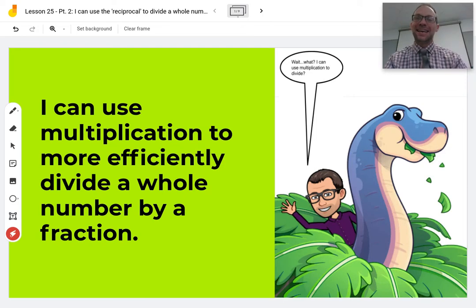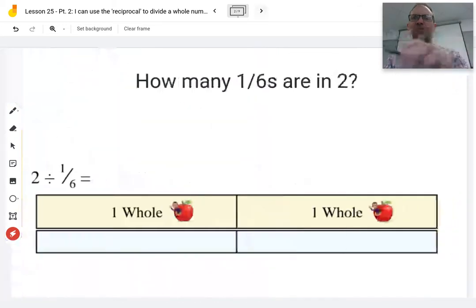Our learning target today is I can use multiplication to more efficiently divide a whole number by a fraction. Let's figure out how to do that.